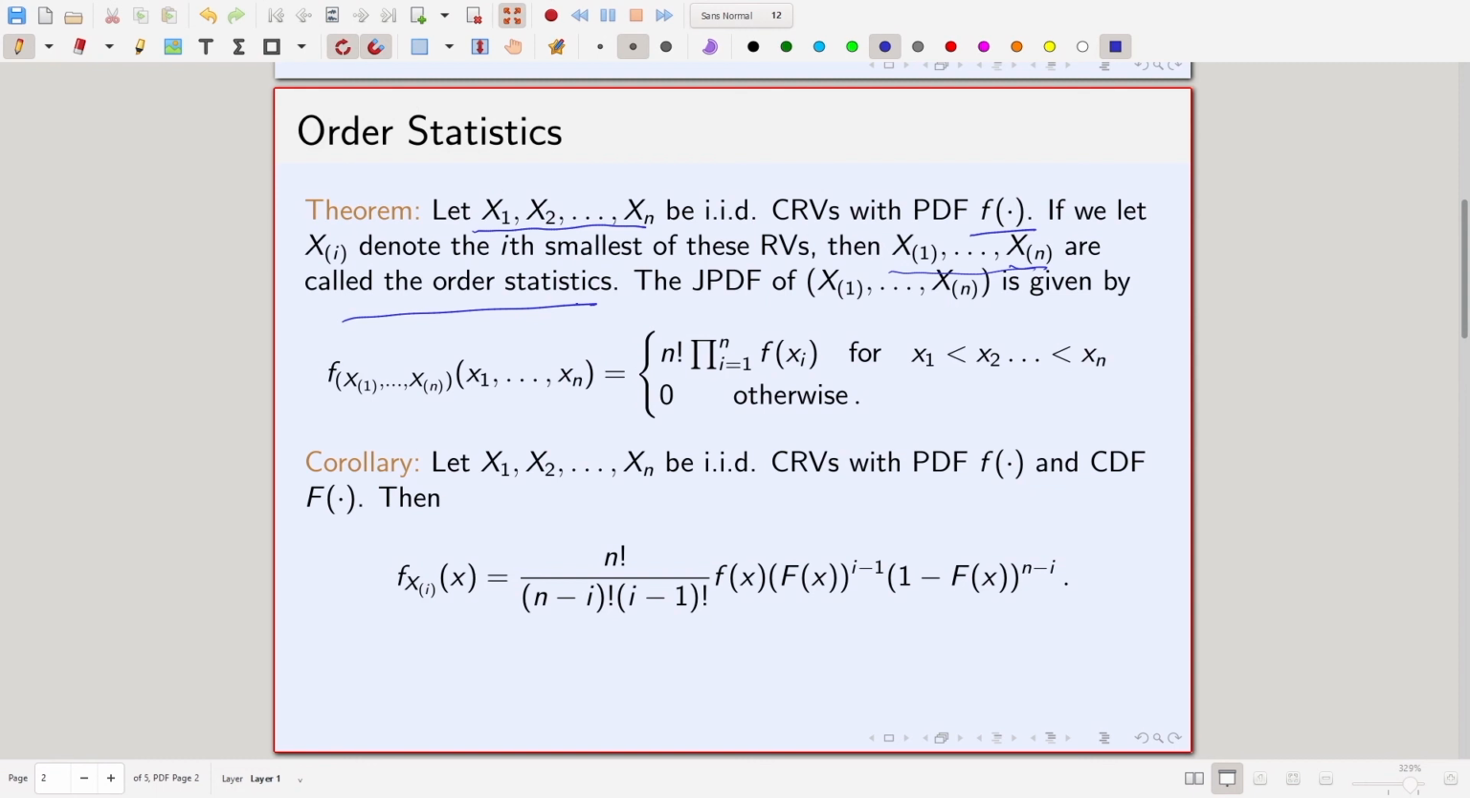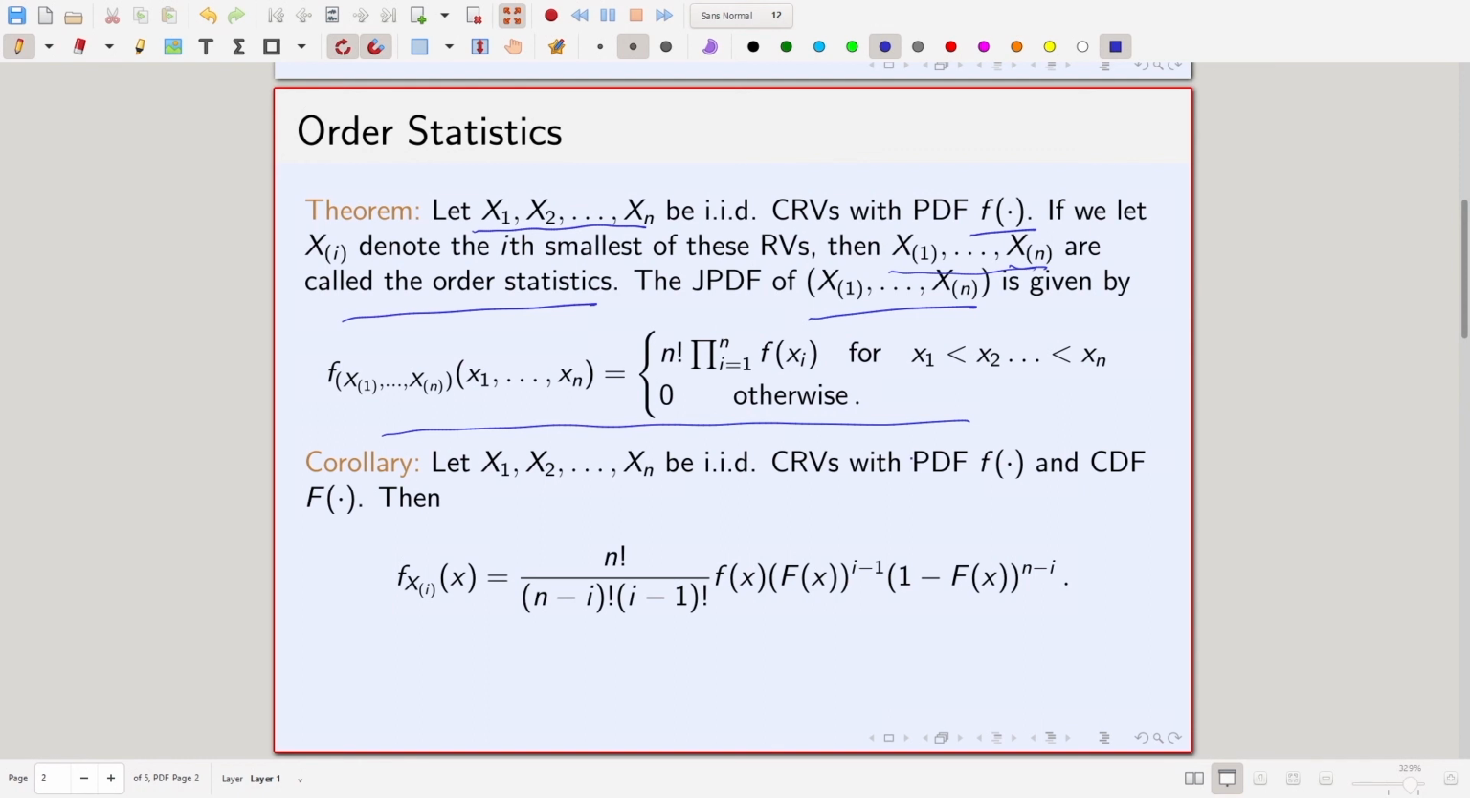Now the theorem says that the joint probability density function of this random vector, x bracket 1 and so on up to x bracket n, which again will be a continuous random vector, is given by this formula. So what is it?